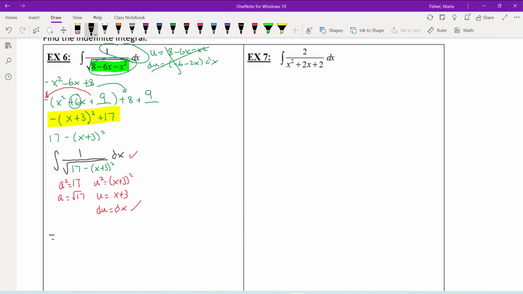So we know that this is going to equal the inverse sine of u. Well, u is x plus 3 over a. Well, a is the square root of 17, and then plus c.